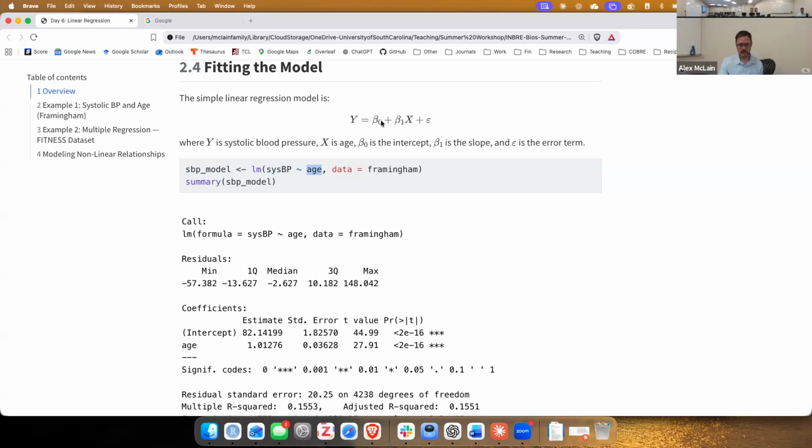Now there's also an intercept in this function. We don't have to tell it the intercept. It assumes that an intercept is going to be in the model. If you don't want an intercept in the model, you would add 0 plus age. And that would tell R, okay, forget the intercept, just have age in the model, but we're not going to do it. We usually want an intercept in here.